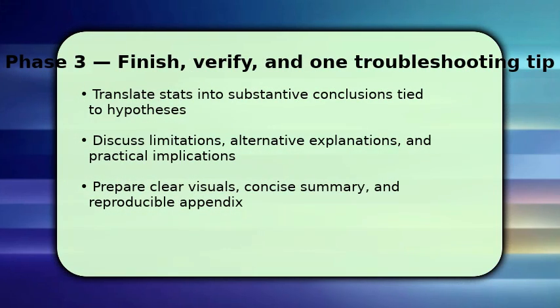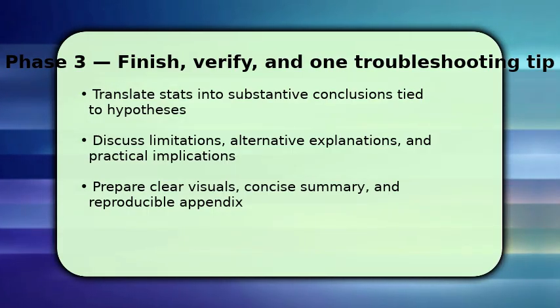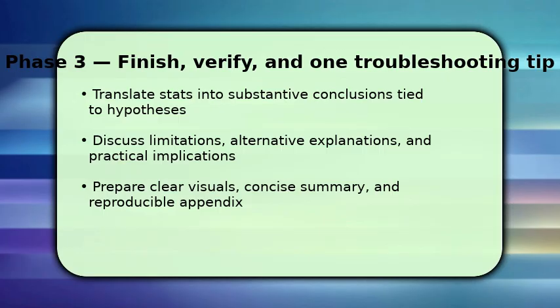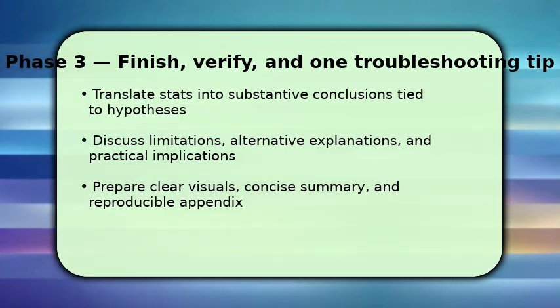You finish by translating results into answers that address the research question. Say what changed, by how much, and why it matters. Contrast findings versus expectations and quantify uncertainty. Link effect sizes to practical thresholds. Then, explicitly discuss limitations and plausible alternative explanations. Once done, produce concise takeaways, clear figures, and a reproducible appendix with code and data notes.